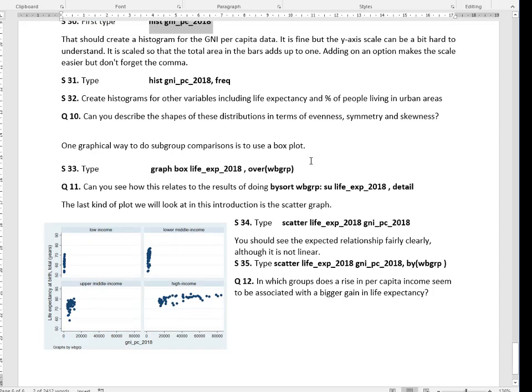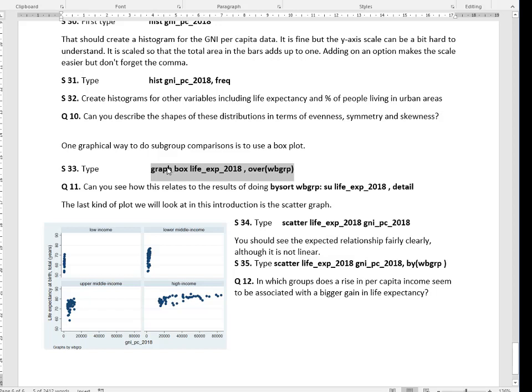Earlier we did subgroup comparisons. So for example, looking at life expectancy between different World Bank income groups, one of the equivalents in a chart form is a box plot. And here the syntax does get a bit arcane, the way you've got to lay the commands out.